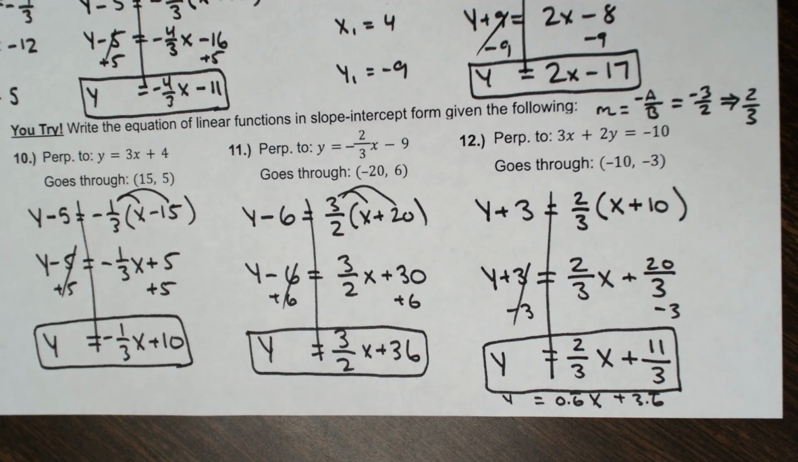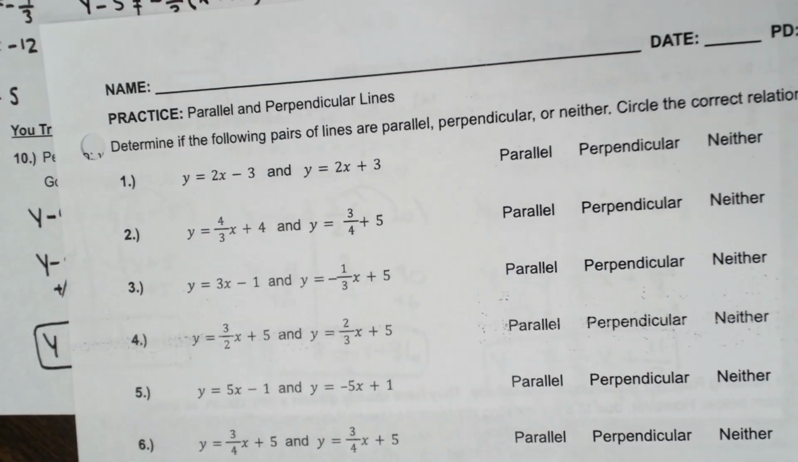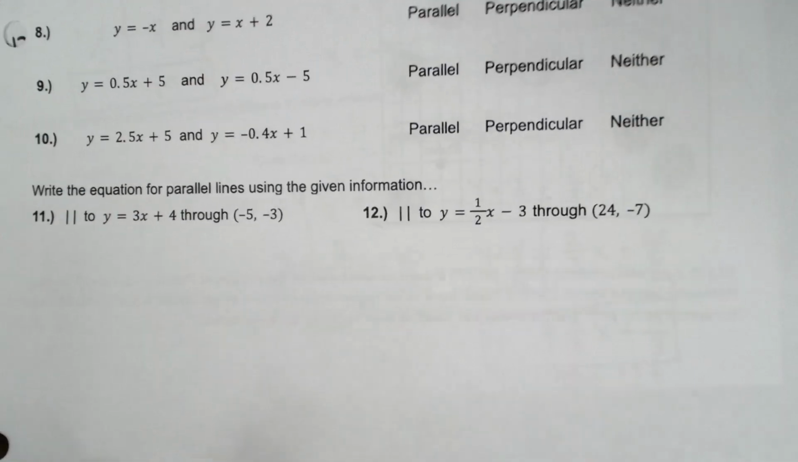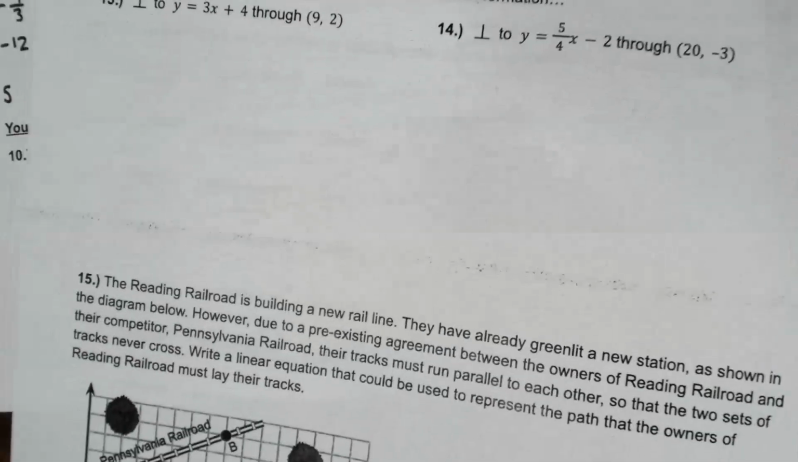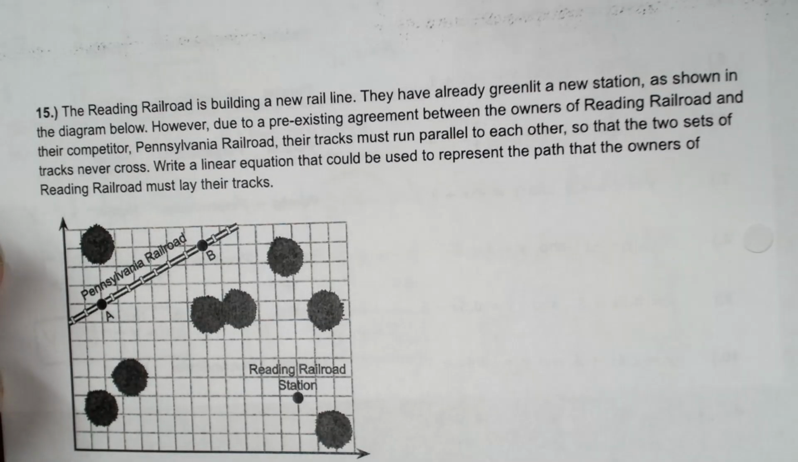Okay, on this practice, 1 through 10, I've just got 2 pairs of lines. All I need you to do is say, hey, are they parallel, perpendicular, neither? Here's the breakdown. There are 2 that are parallel, 4 that are perpendicular, and 4 that are neither. 11 and 12 want 2 parallel lines. 13 and 14 want 2 perpendicular lines. 15 and 16, if you get 2 of them, they're extra credit.